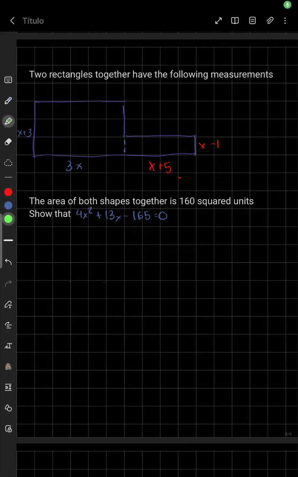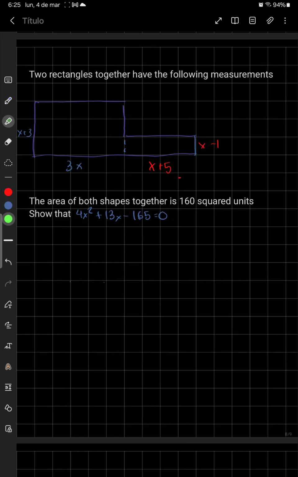We have the following word problem. Two rectangles together have the following measurements: x plus 3, 3x, x plus 5, x minus 1. The area of both shapes together is 160 square units. Show that 4x squared plus 13x minus 165 equals 0.